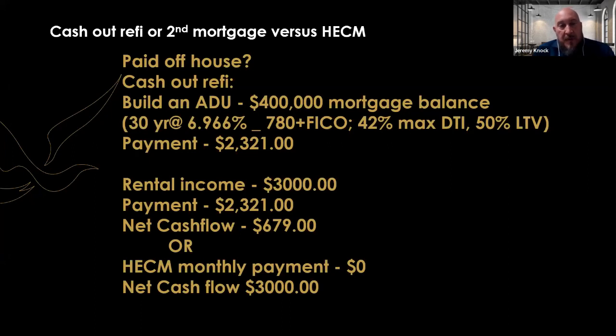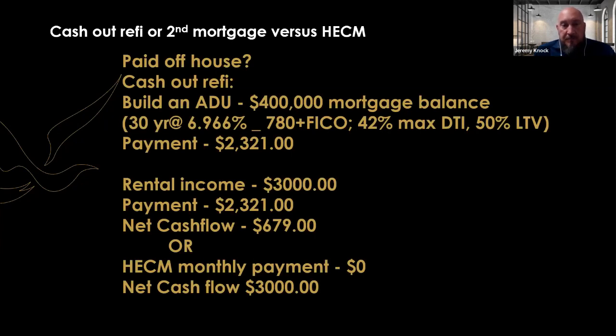A 30-year loan today, I pulled it up on Bankrate, was 6.966%. 780 FICO, max of a 42% debt ratio, and 50% loan to value. Your payment, principal and interest alone, is $2,321. Now remember, right when you take that loan out on a conventional or a second mortgage, you're going to have to start servicing that debt every single month. So if you're the lucky one and you get it done in 12 months, you're paying almost 30 grand out of pocket before you put a renter in there and get one nickel out of rent. If it takes 18 months, you're paying almost 45 grand out of pocket. So that's a really long time and a lot of money to service when you're building that loan.